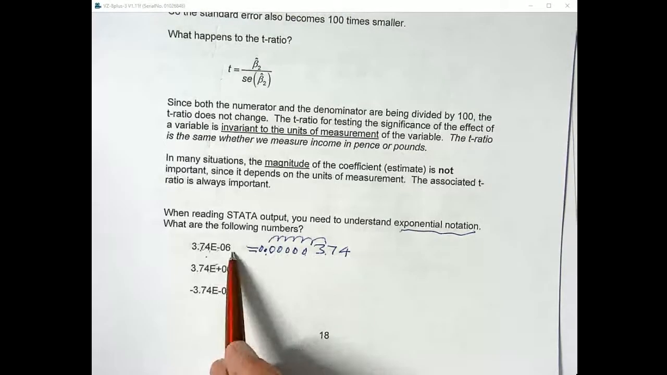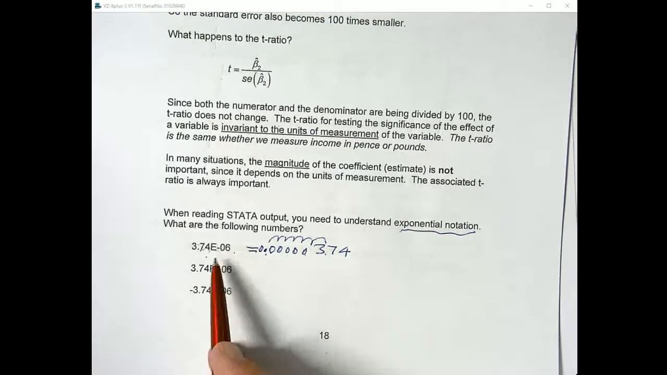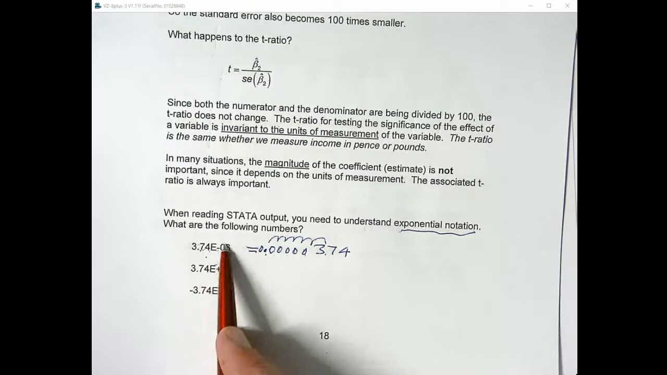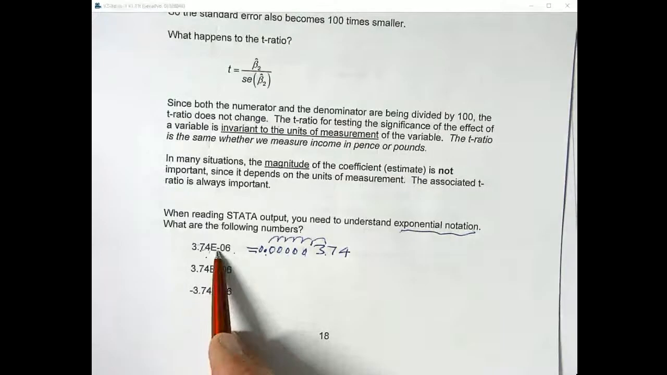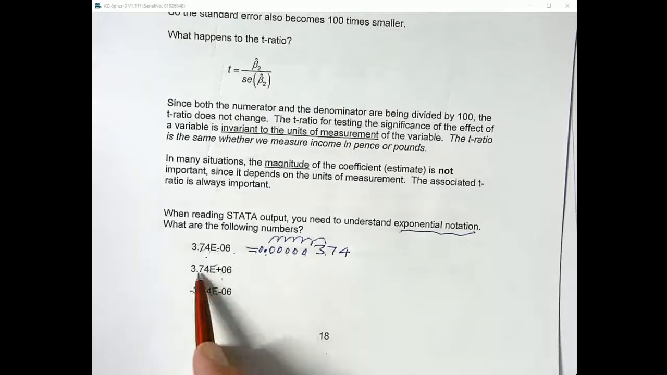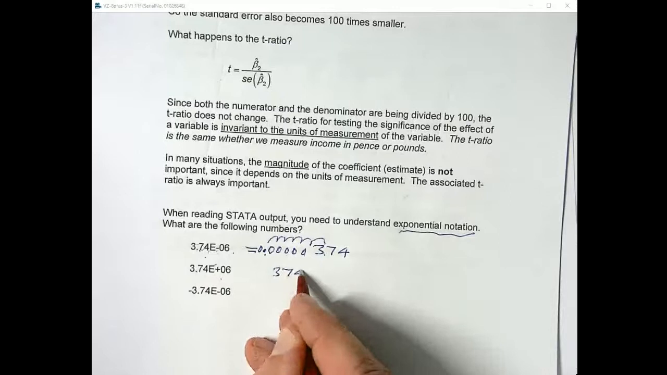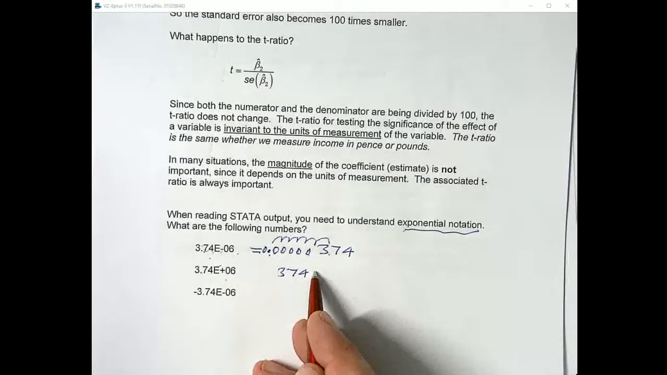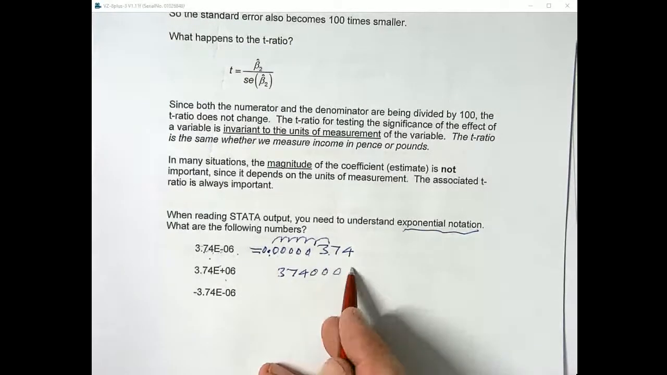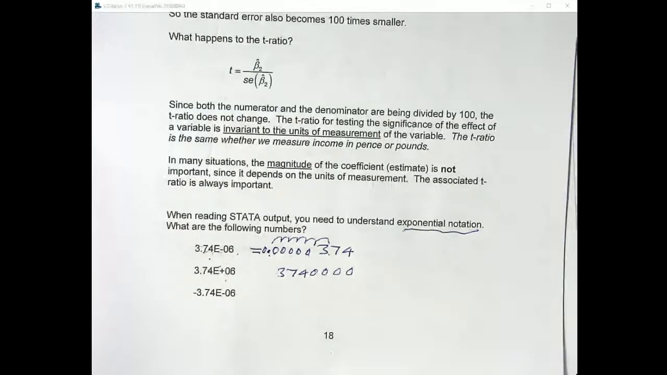Now sometimes you see that in the first column. I just want to make sure you know what it means. This is exponential notation. The number e minus 06 means move the decimal point that many places to the left. What about this one? 3.74e plus 06. This means move the decimal point 6 places to the right. So 1, 2, 3, 4, 5, 6. That's the number. Now, that's a very large number.